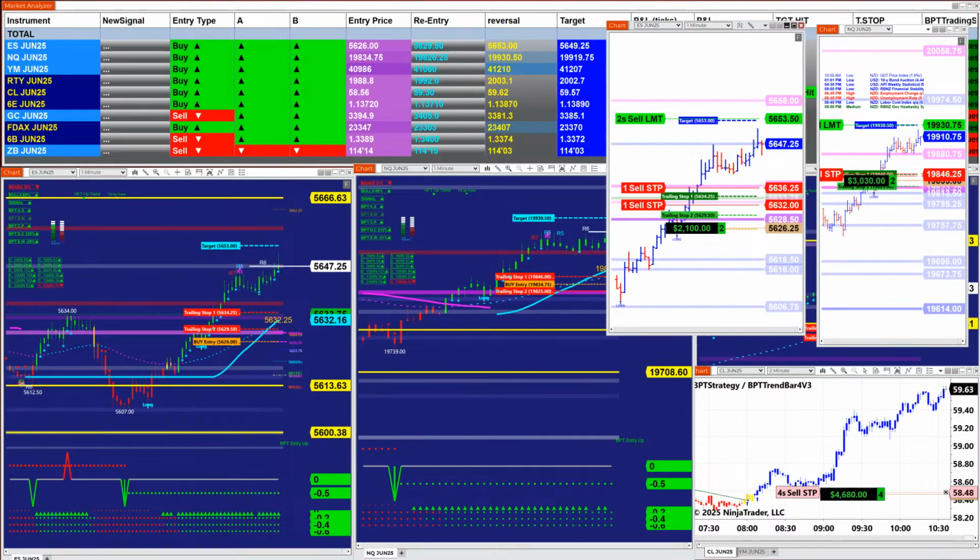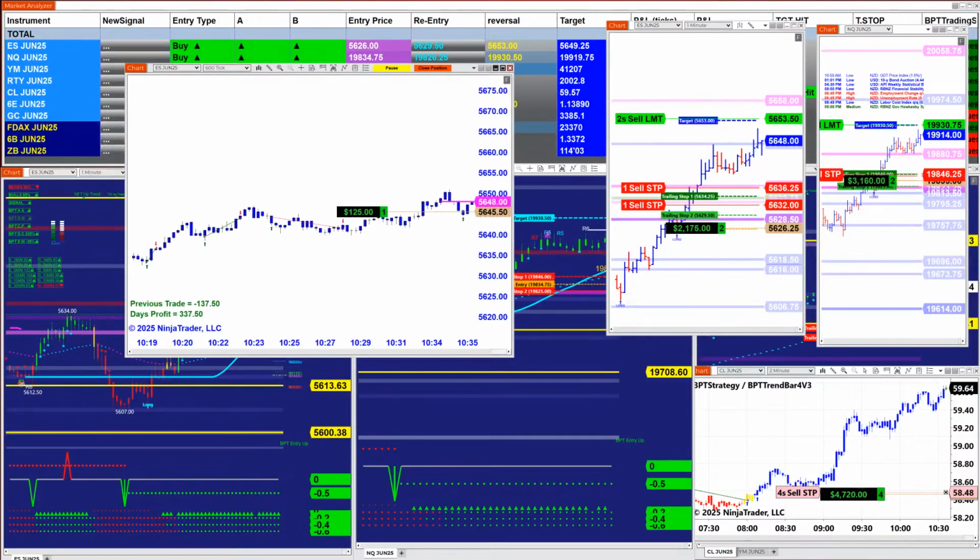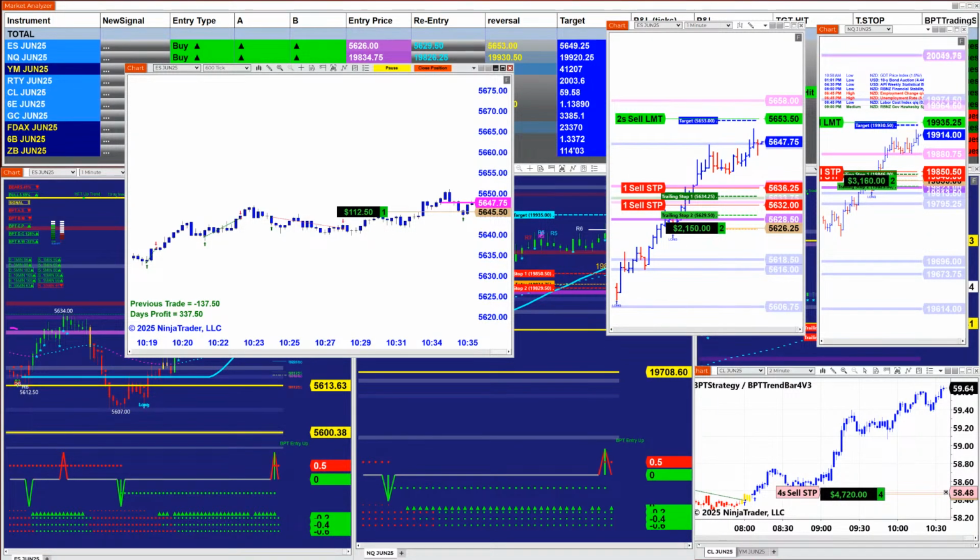Keep your eye on the ES. ES is very important. If we are crossing this line, the new scalper already took that trade, and it is going on the 4th trade. We have 3 winning trades, 1 losing trade.